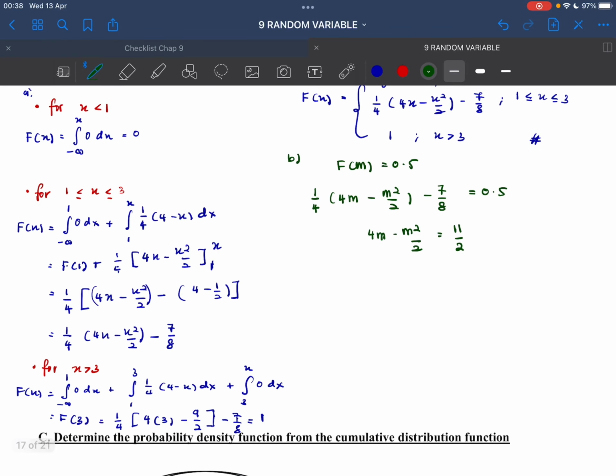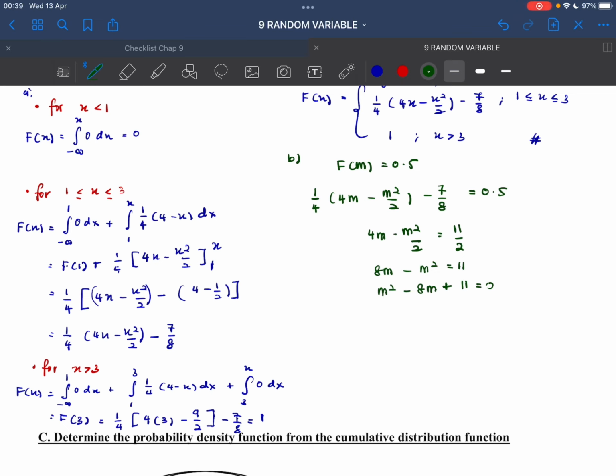Okay, so now let's rearrange this. Multiply everything with 2. We have m square. Let's just write this as 8m minus m square equals to 11. And then if we rearrange, you have m square minus 8m plus 11 equals to 0. Right. So if you put this in your calculator dalam equation tu, you'll get decimal. Okay, dapat square root kan?